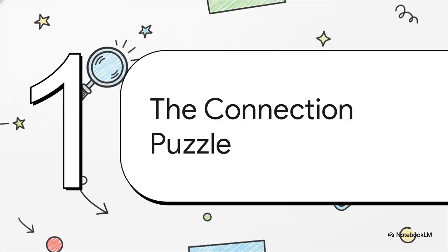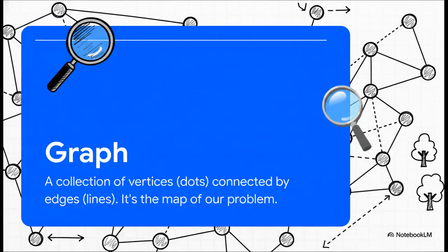Well, first we need to learn the language of the puzzle. We need a framework. In the world of math and computer science, we call a map like this a graph. It's pretty simple, really. The dots, those are vertices, and the lines connecting them, we call those edges. And this simple idea, dots and lines, is the key to visualizing our whole problem.